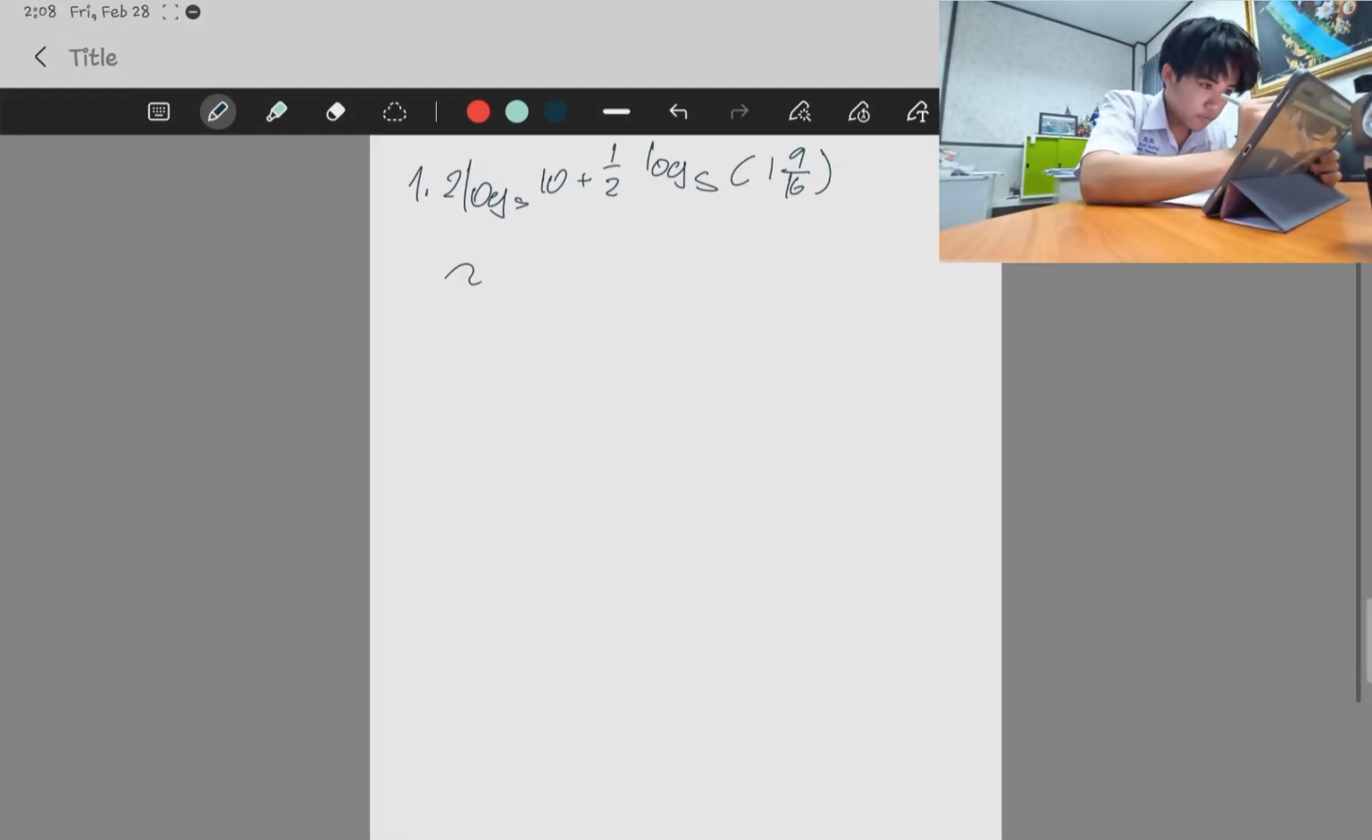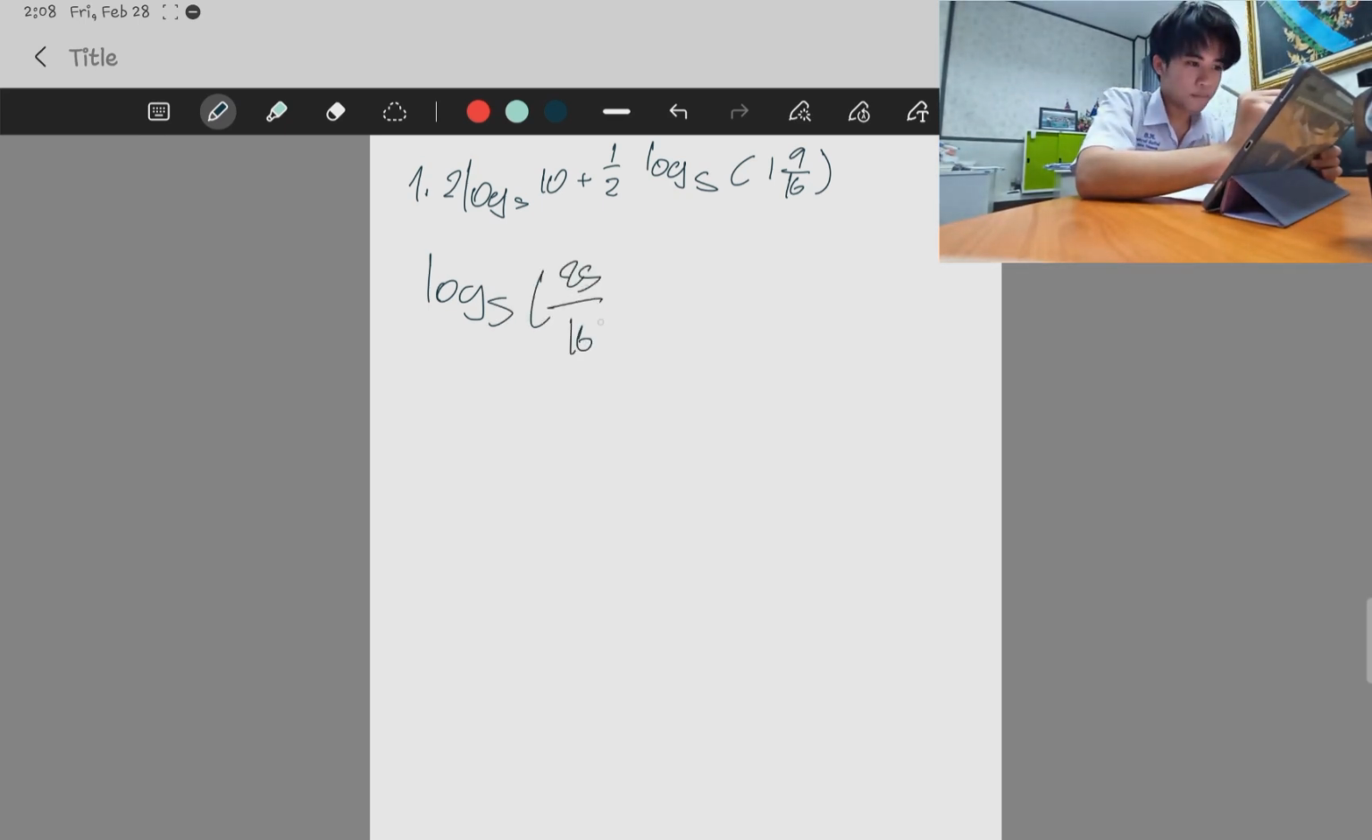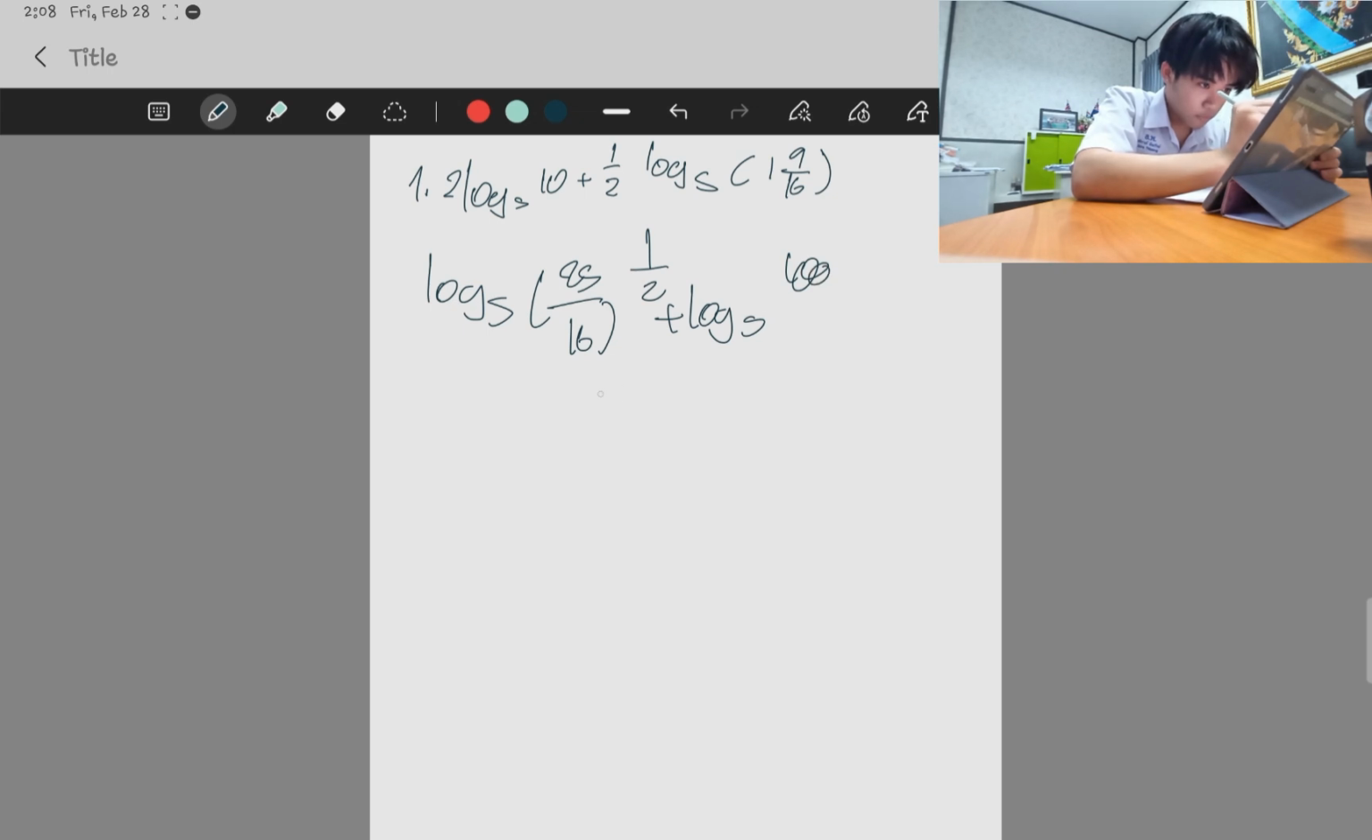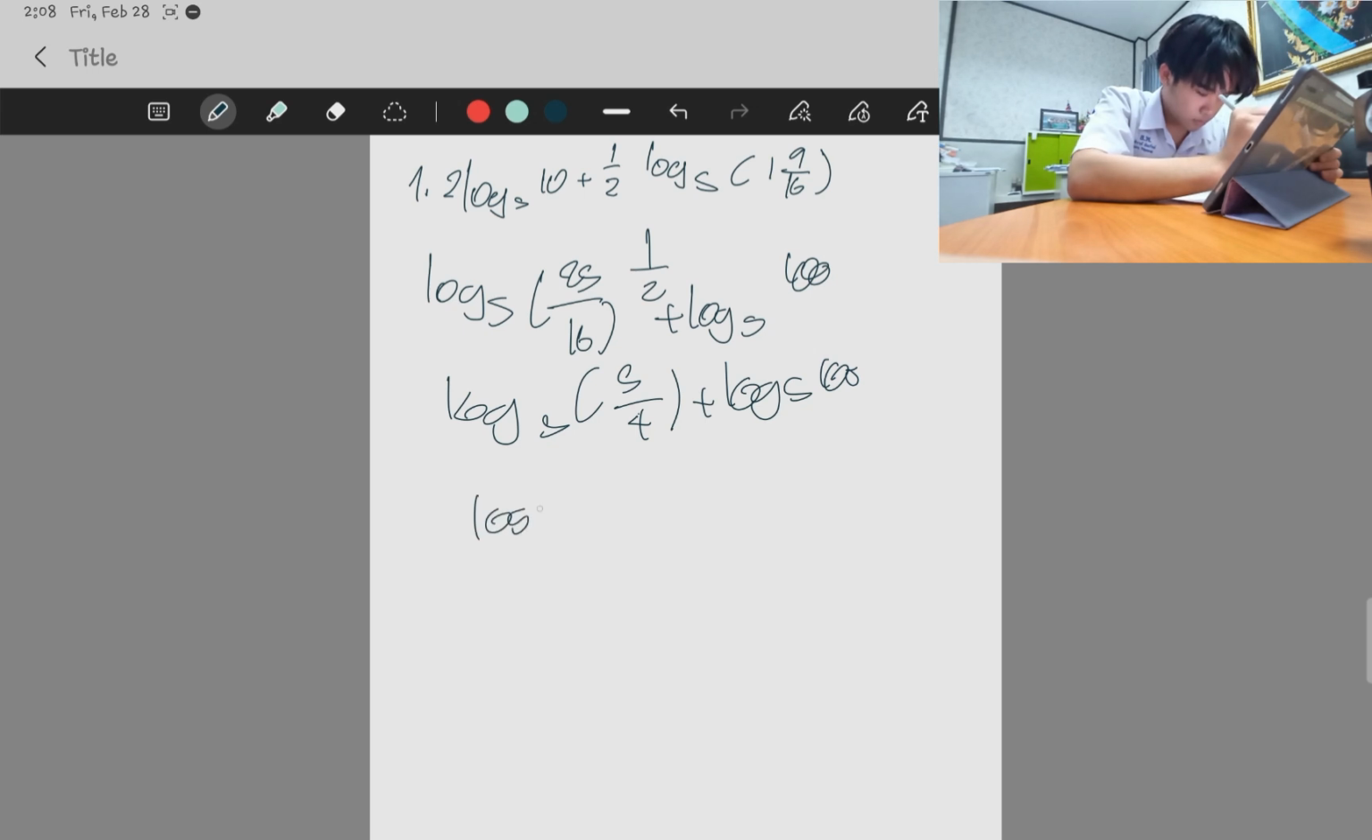Okay, go. Log base 5 of 25 over 16 to the power of 1/2 plus log base 5 of 100. Log base 5 of 2... 4 plus log base 5 of 100. Okay, log base 5 is 5 over 4, times 100.